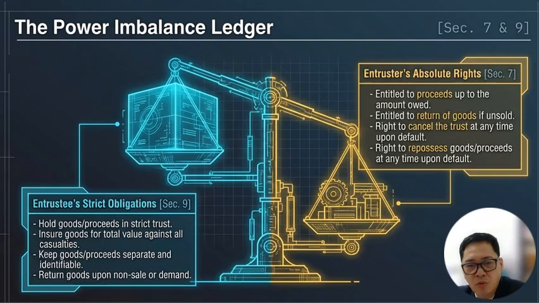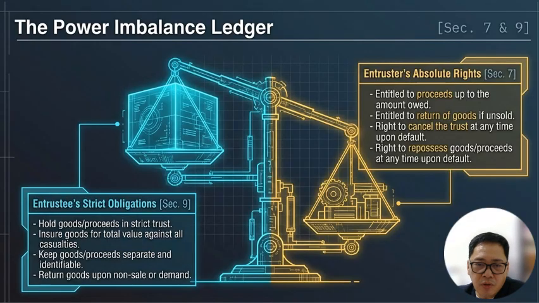So, with regards to surplus and deficiency, if there is money left over after the debt and the expenses are paid, the surplus must be given to the entrustee. However, if the sale does not cover the full debt, the entrustee remains legally liable to the entrustor for the deficiency. So we go to Section 9.